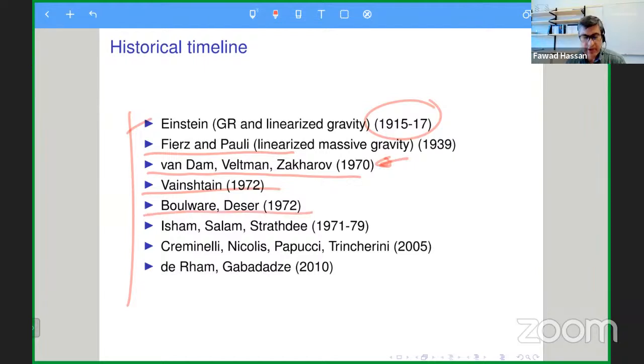Boulware and Deser essentially taught us that theories of massive gravity generically have a ghost. So theories of spin 2 fields beyond general relativity generically have a ghost. And Isham, Salam, and Strathdee introduced theories of dynamical spin 2 fields, like two dynamical spin 2 fields interacting with each other. They, of course, were not ghost-free, but they studied them. And then there are more recent papers that led to the development of the kind of theories that we will consider today.